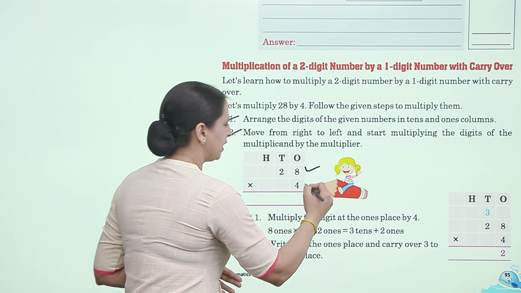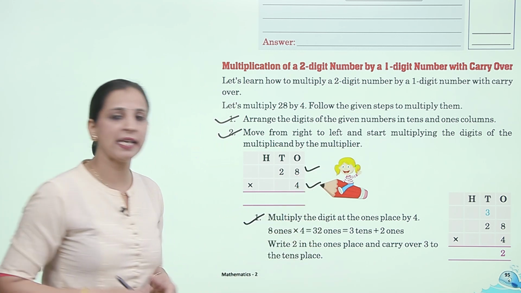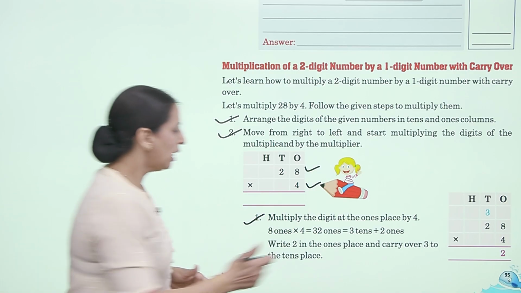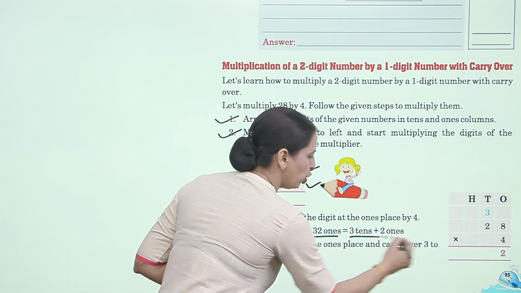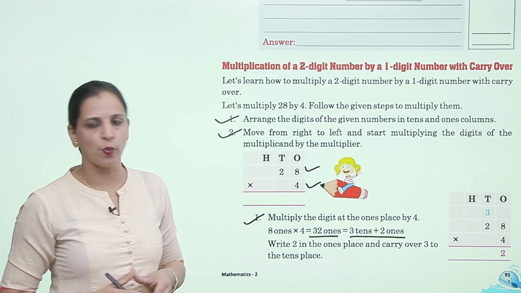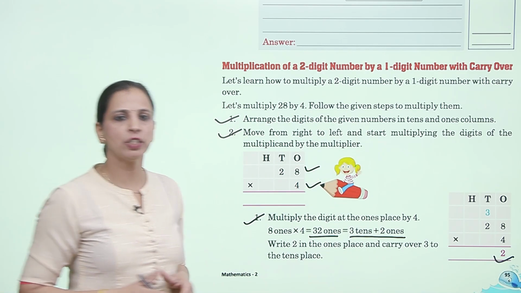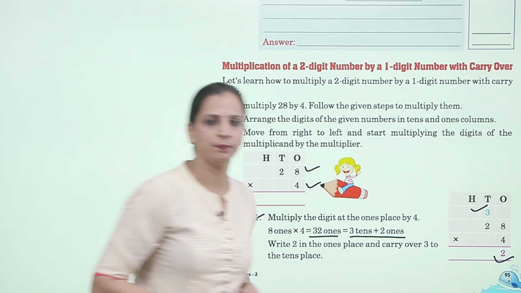Now, 28 multiply by 4. First, multiply the digit at the ones place by 4. 8 ones into 4 is 32 ones. 32 ones को हमने regroup किया. 3 tens plus 2 ones. Write 2 under ones column and carry over 3 to the tens place.